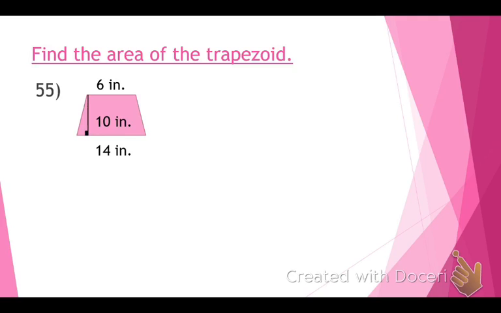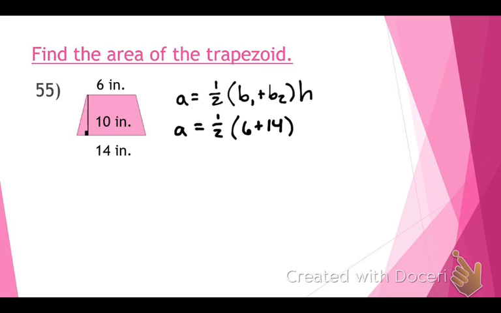Marcus, what is the area of a trapezoid formula? 1/2 parentheses B1 plus B2 parentheses H. Okay, once again, these are going to be formulas you want to have memorized for the final. Gavin, do I know my area? No. Tell me what to plug in next. Okay, very good.